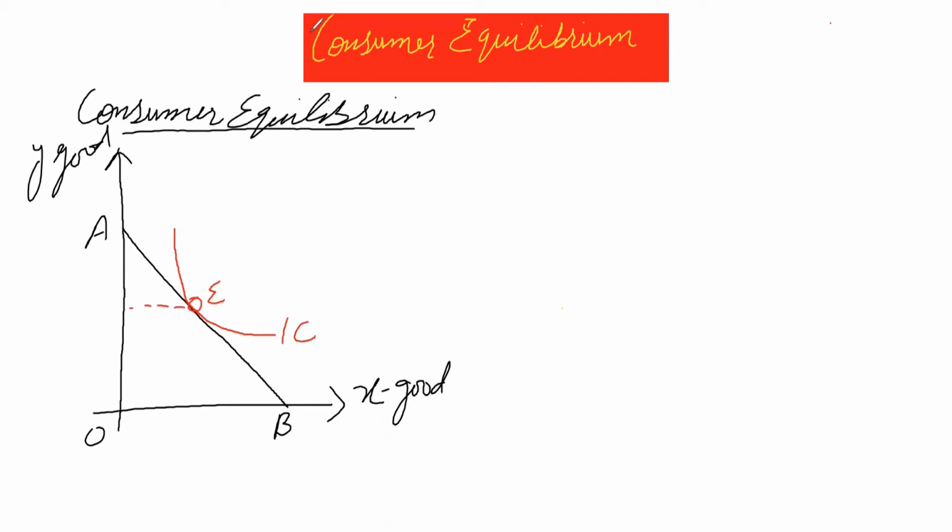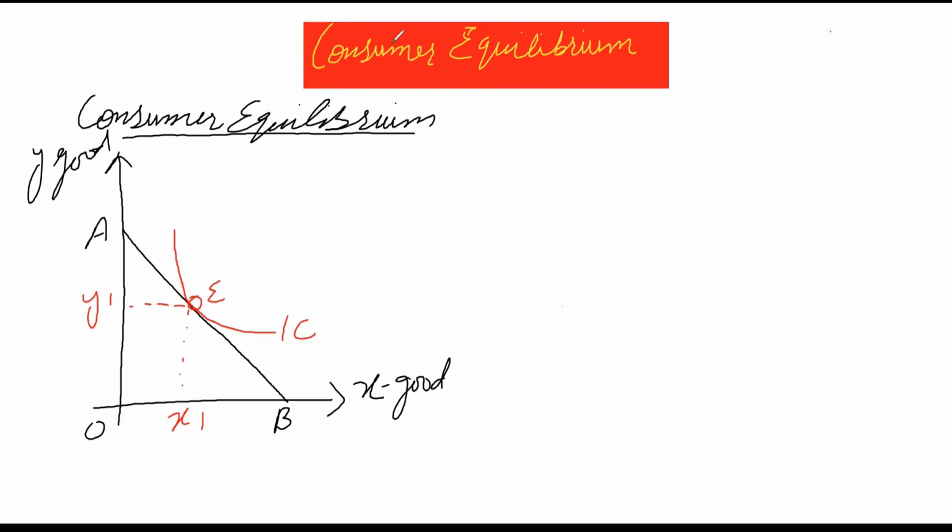So x and y are two goods. They can be any two goods, like one can be banana and the other apple, or light bulb, fans, AC and television. Any two products. So x, y means any two products.